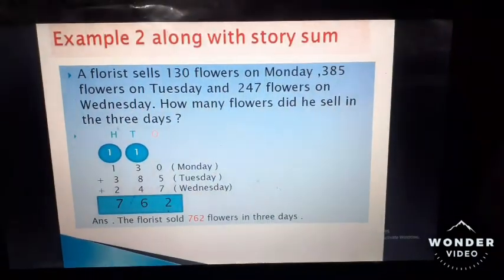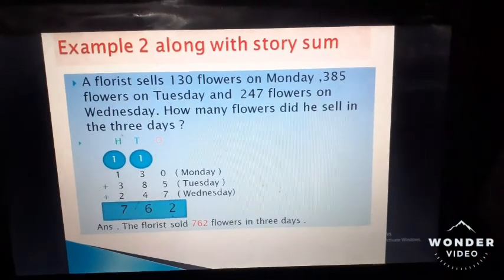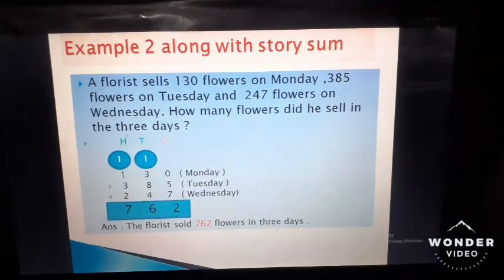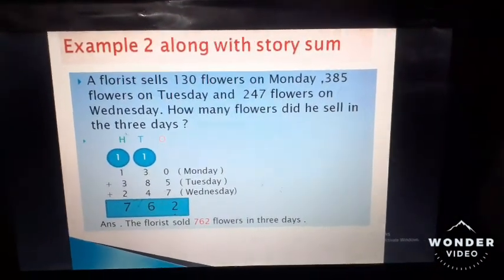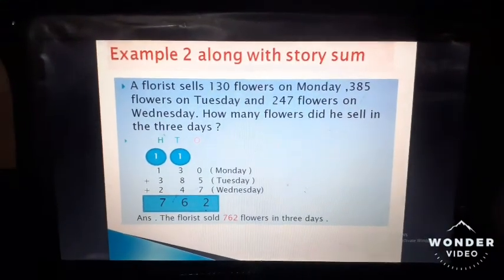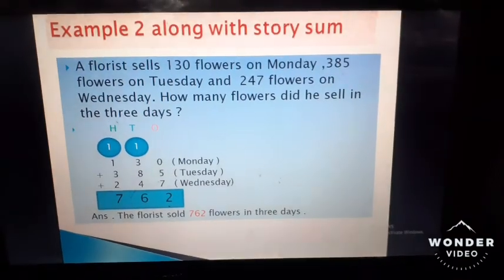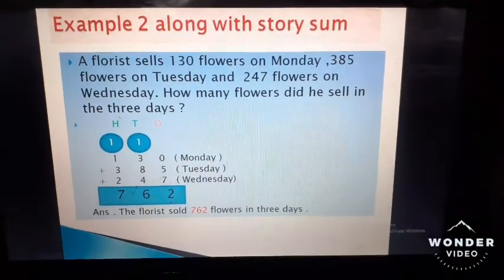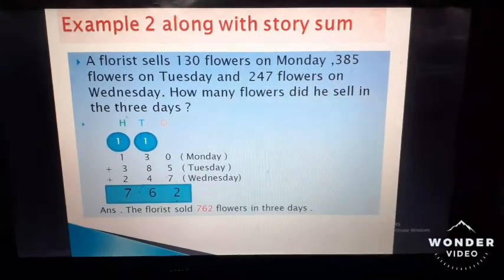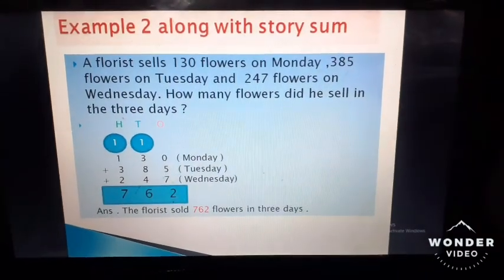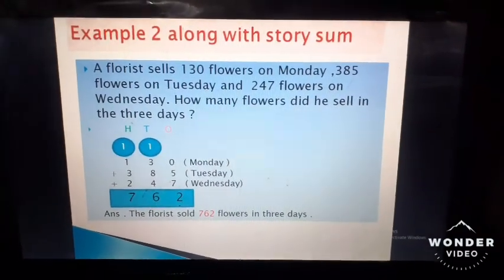Students, example 2 we are going to see along with a story sum. In this way, revision of story sums can be done. So students, my question is, a florist sells 130 flowers on Monday and 385 flowers on Tuesday and 247 flowers on Wednesday. How many flowers did he sell in 3 days?